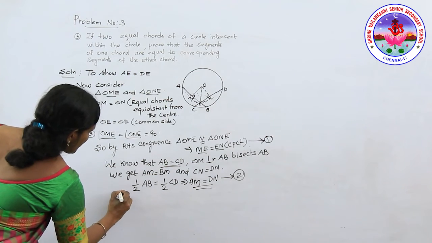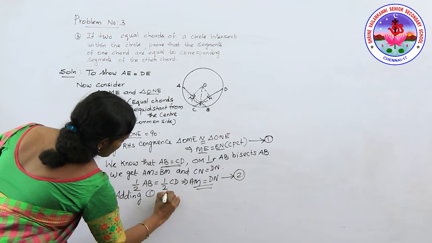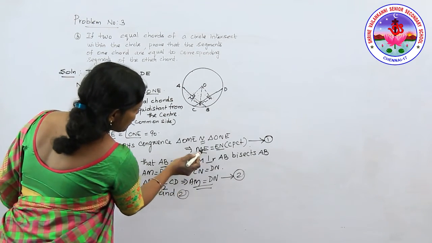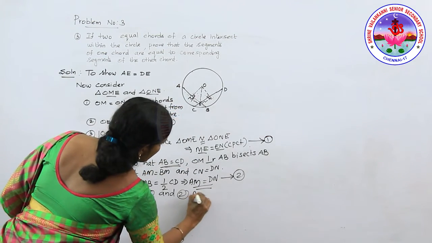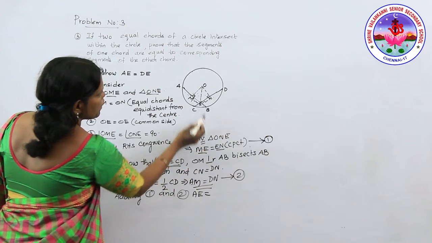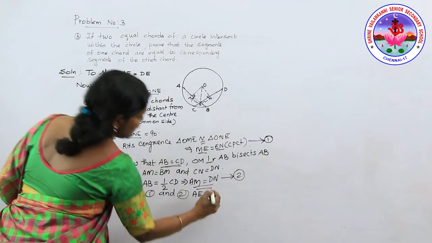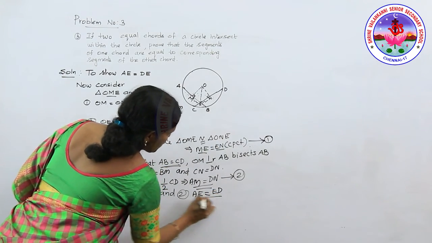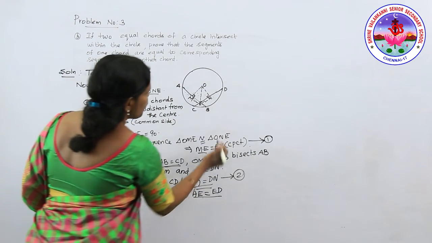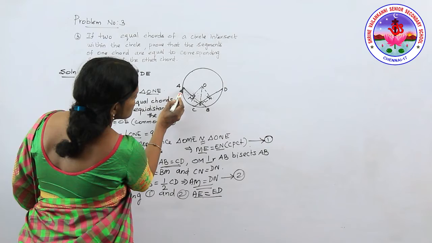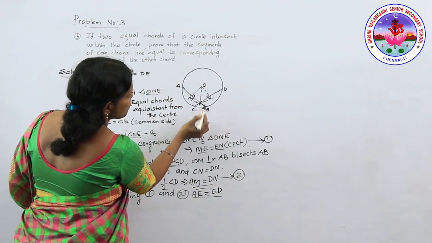Now adding 1 and 2, so ME plus AM, I will get AE, which is equal to EN plus DN, and EN plus DN I will get ED. So I proved the first segment, AE is equal to DE. Now I want to prove the second segment. I proved that the first segment AE is equal to ED. Next I want to prove CE is equal to EB.